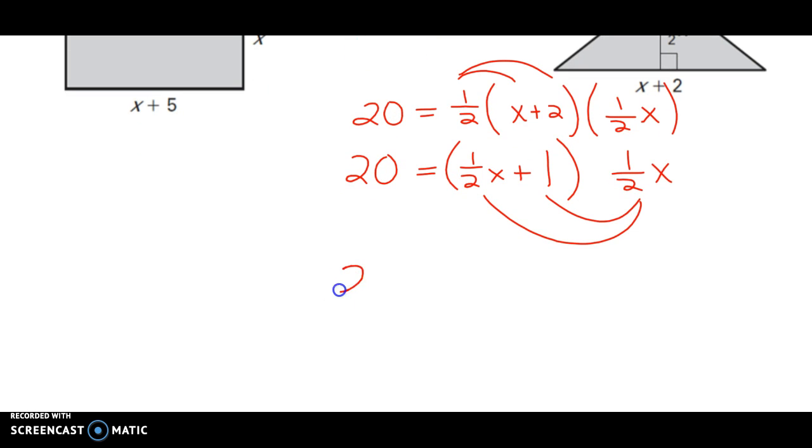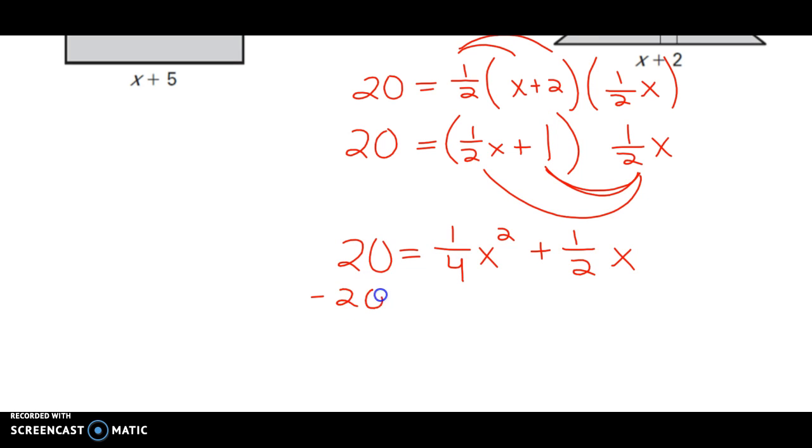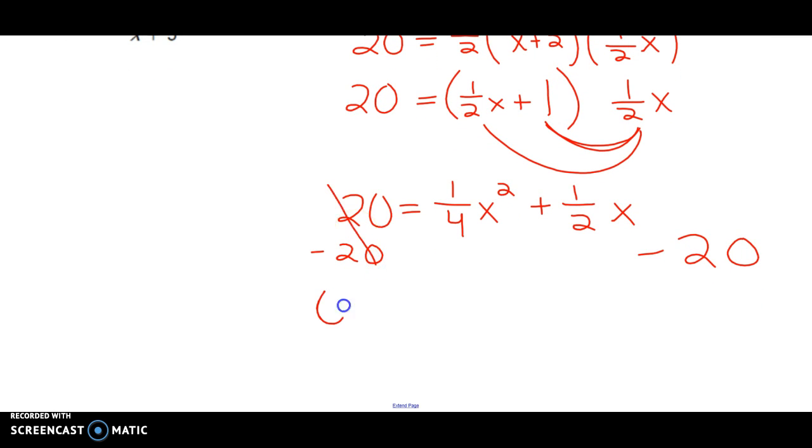So hang on with me here, you're going to have to do some fractions. What's 1/2 times 1/2? 1/4. Numerator times numerator, denominator times denominator. But I have an x and I multiply it by an x, x squared. And then this one here was 1/2 x times 1, so that was just 1/2 x. We need to get it set equal to 0, so I'm going to subtract this 20 over to the right side. So now we have 0 equals 1/4 x squared plus 1/2 x minus 20.